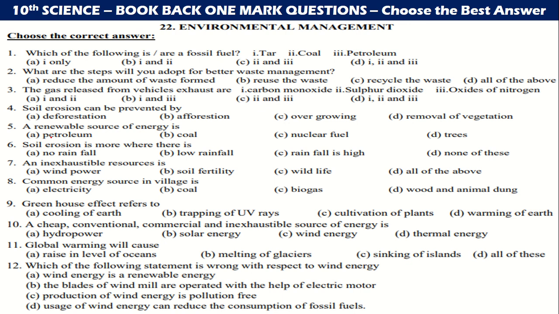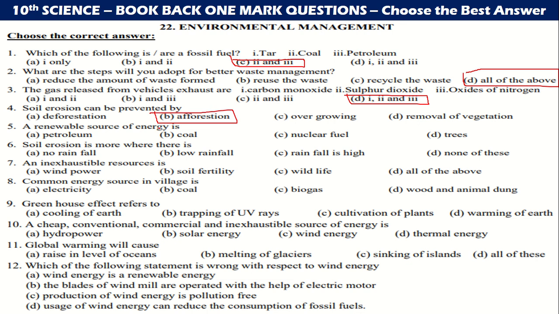The 22nd question is which of the following is a fossil fuel. That is, the second and third, coal and petroleum are fossil fuels. What are the steps you will adopt for better waste management? All of them: recycle the waste, reduce the waste, and reduce the amount of waste formed. Then goes the gas released from vehicle exhaust, that is 1, 2 and 3. Then soil erosion can be prevented by afforestation.